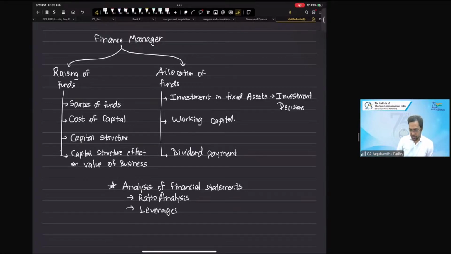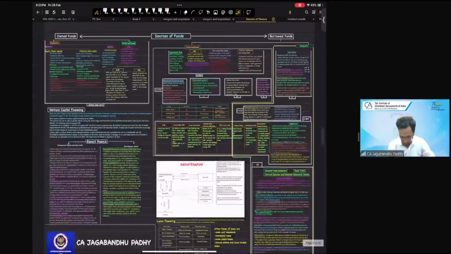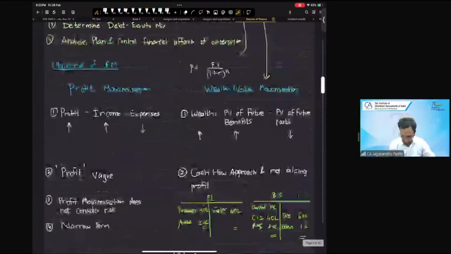Okay, so that's the typical role that a finance manager is supposed to do, and that's what our CA Inter syllabus is. So are we good till now, everyone? Are we good till now? Yes, yes or yes, guys? Okay. So right now, first let's understand what the scope for a finance manager is.